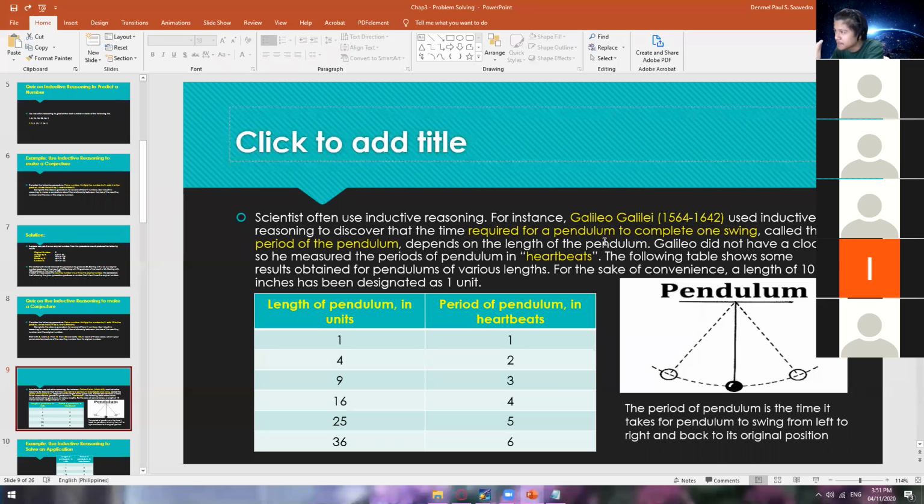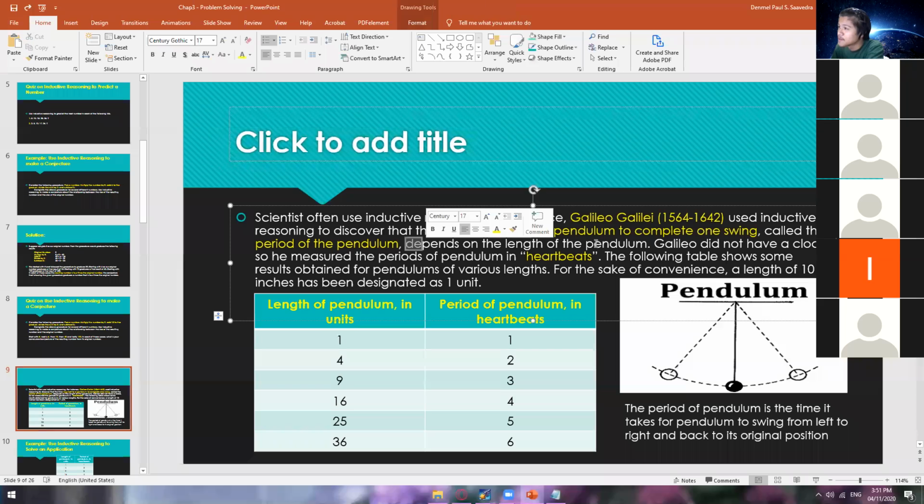Discovered the period of the pendulum. Okay, so this is his idea. Galileo did not have a clock, so he measured the periods of a pendulum in heartbeats. Since clocks were not yet common, he used his heartbeats to measure the periods of the pendulum. The following table shows some results obtained for pendulums of various lengths.